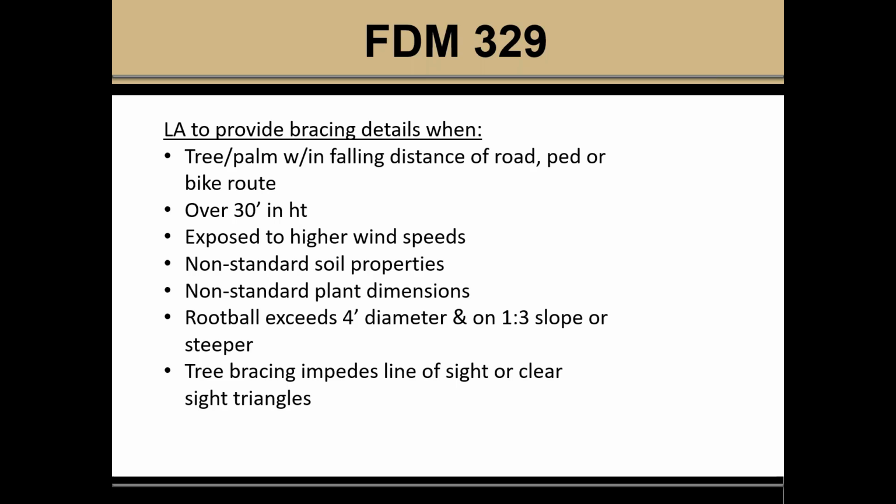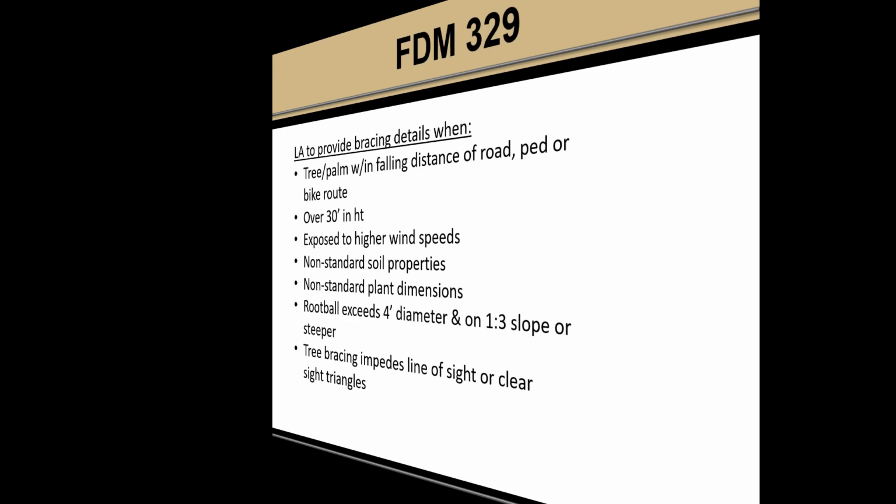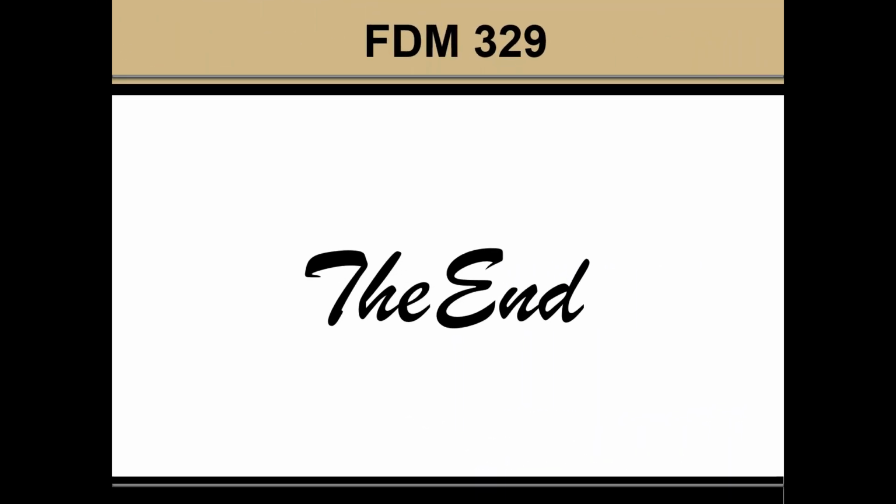if you're installing plants where the root ball exceeds 4 foot in diameter, and also you're installing those plants on a 1 to 3 slope or steeper. So that would apply to a lot of our embankment plantings. And if the tree or palm bracing impedes the line of sight or clear sight triangles, then the designer should also provide their own bracing details. And that's it for our updates on Chapter 329.